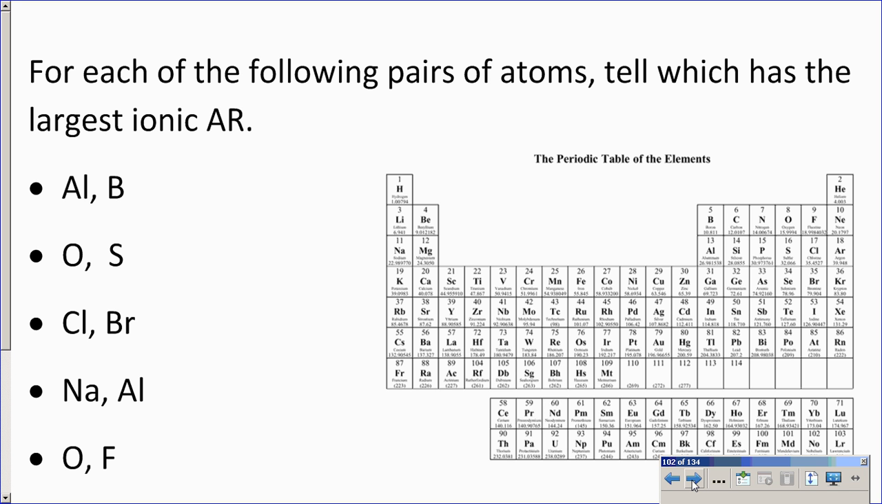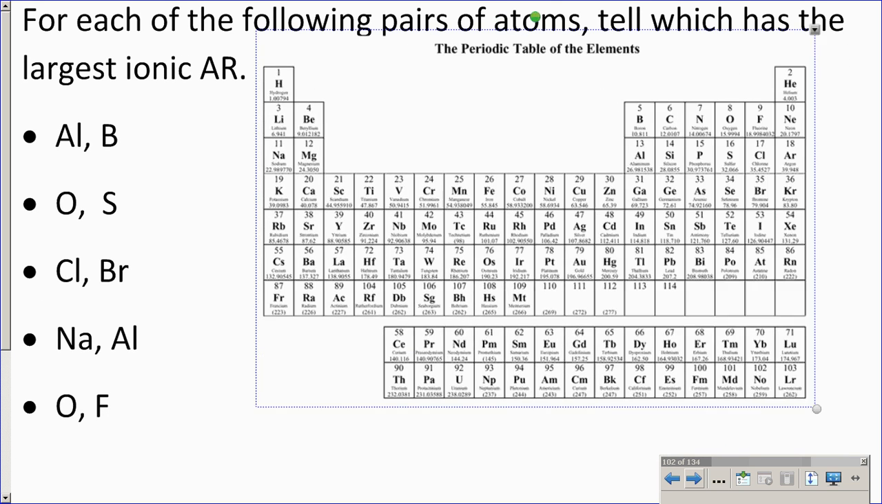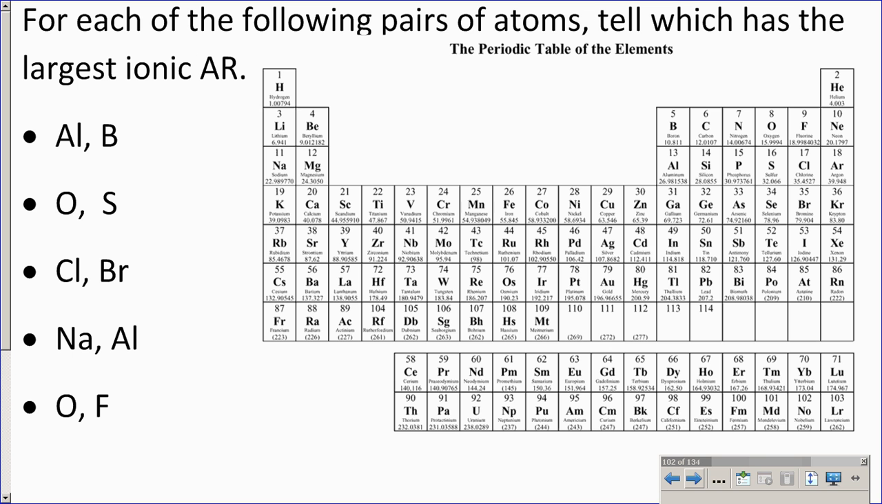Ready? So let's talk about aluminum and boron first. And let me make my periodic table a little bit bigger. So find aluminum and boron. Throw up your right hand. Right hand radius. Who is larger? Aluminum. So are we going across the period or down a group? We're going down a group. So on your periodic table, you're probably going to be drawing this a lot. Go down a group. Aluminum is larger.